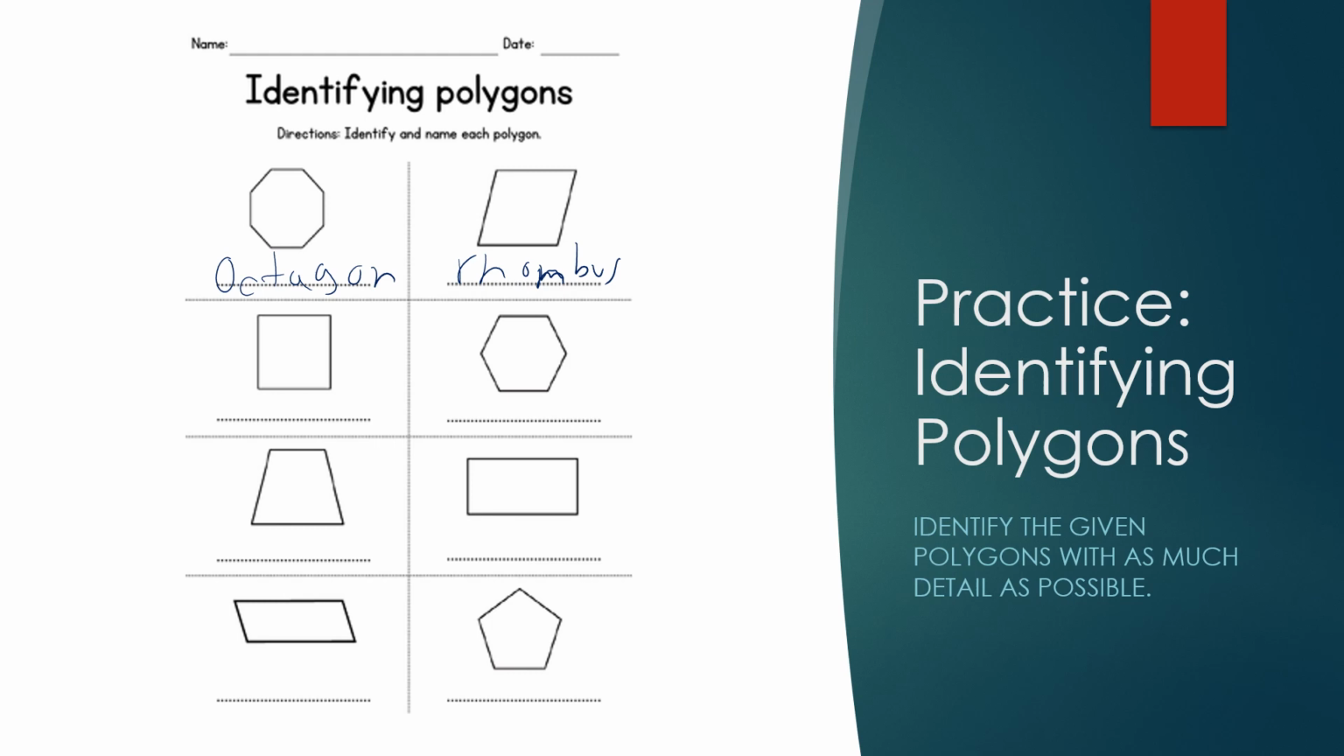Take a moment to figure out the other ones using our textbook if you are not sure of the name. Hopefully you pause the video and you're able to figure out the remaining 6. We have square, we have hexagon, we have a trapezoid, we have a rectangle, we have a parallelogram, and we have a pentagon.